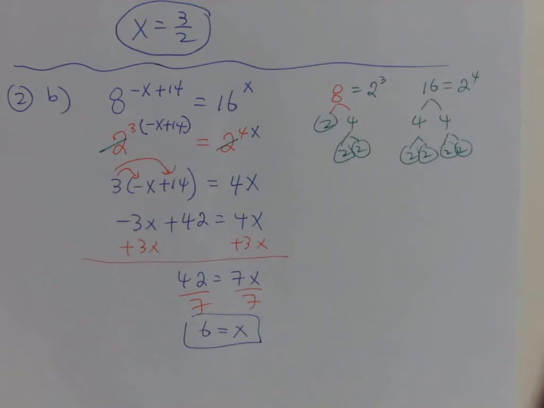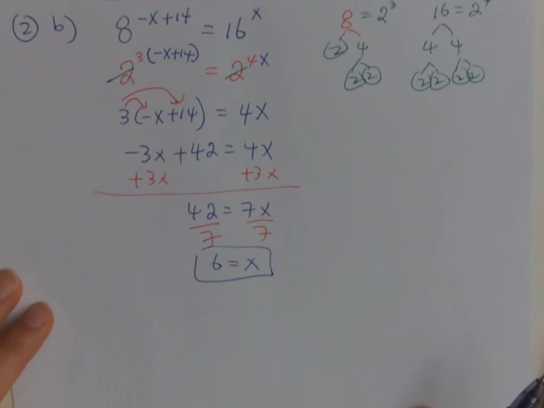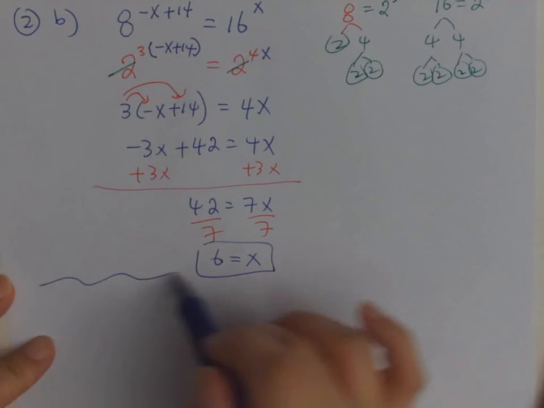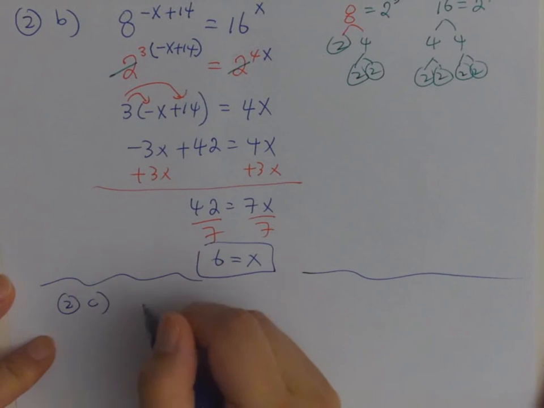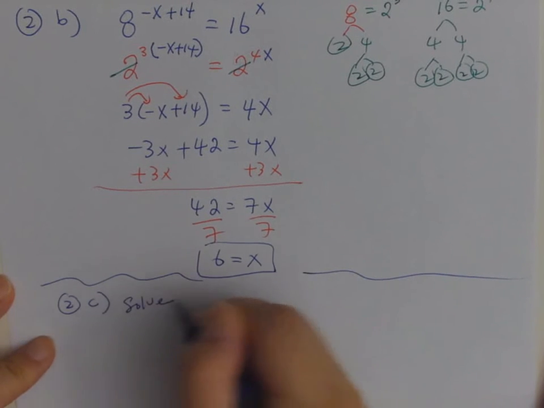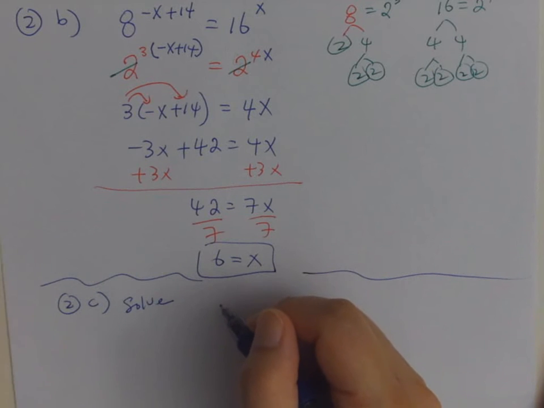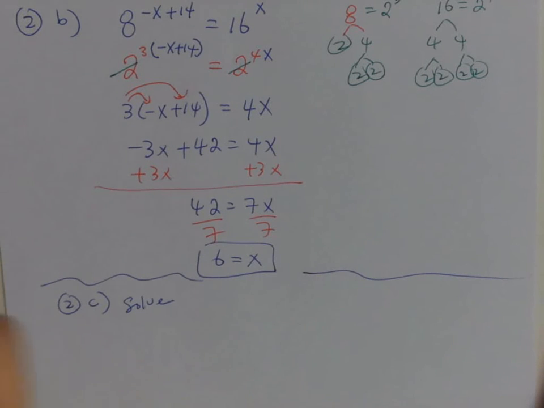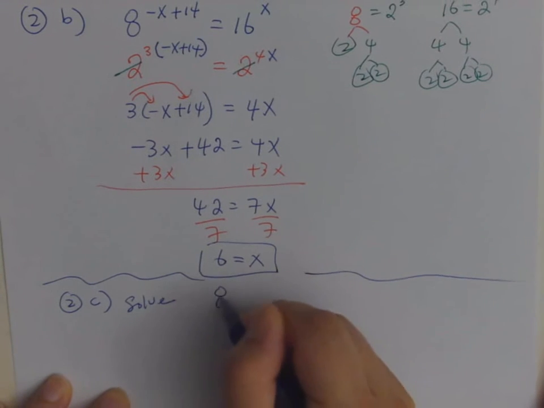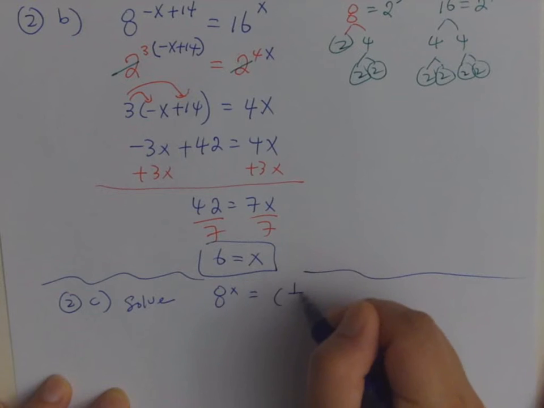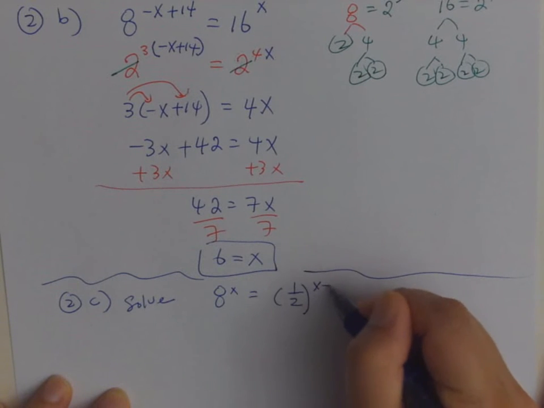Alright, so they're not too bad. Just make sure you get both sides with the same base, right? Hopefully you can do that. Okay, number 2C. We are solving 8 raised to x power equal to 1/2 to the x minus 2.